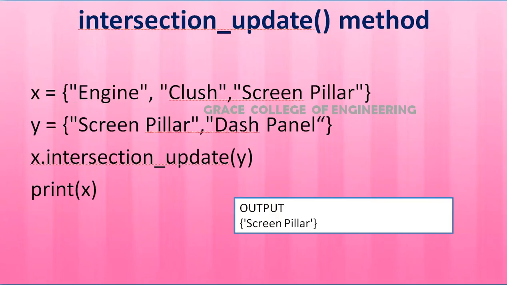Next one, the intersection_update method. This method will keep only the items that are present in both the sets, that is, keep only duplicates. So the x variable stores multiple items, that is engine, clutch, screen pillar, and the y variable stores screen pillar, dash panel. Next, x.intersection_update(y). Print x. So which is the same, which is duplicate, that is screen pillar, is present in both the variables. Output is screen pillar.